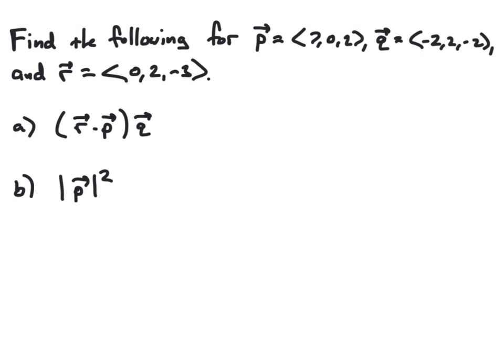Next, we're given vectors P, Q, and R, where P is the vector 7, 0, 2, Q is the vector negative 2, 2, negative 2, and R is the vector 0, 2, negative 3. We then want to find the following expressions. First, (R dot P) times Q, and the magnitude of P squared. You can pause the video and try this example yourself, then resume the video to see the solution in a few seconds.